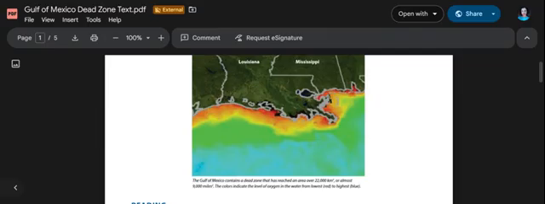The caption says, "The Gulf of Mexico contains a dead zone that has reached an area of over 22,000 square kilometers, or almost 9,000 square miles." The colors indicate the level of oxygen in the water from lowest red to highest blue. Notice that the red colors are near the shoreline, while you have bluer colors going out to sea.